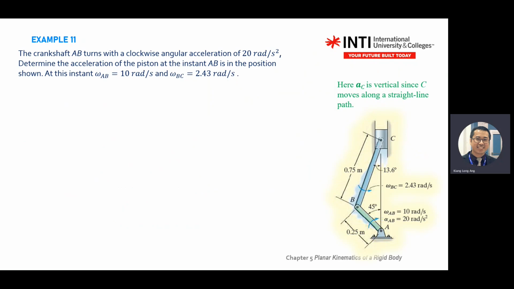Same, example 11. Example 11, crankshaft. Like what I showed you in the beginning. Point A to point B, rotate clockwise. What happened to point C? Point C will move up. This one will become straight.